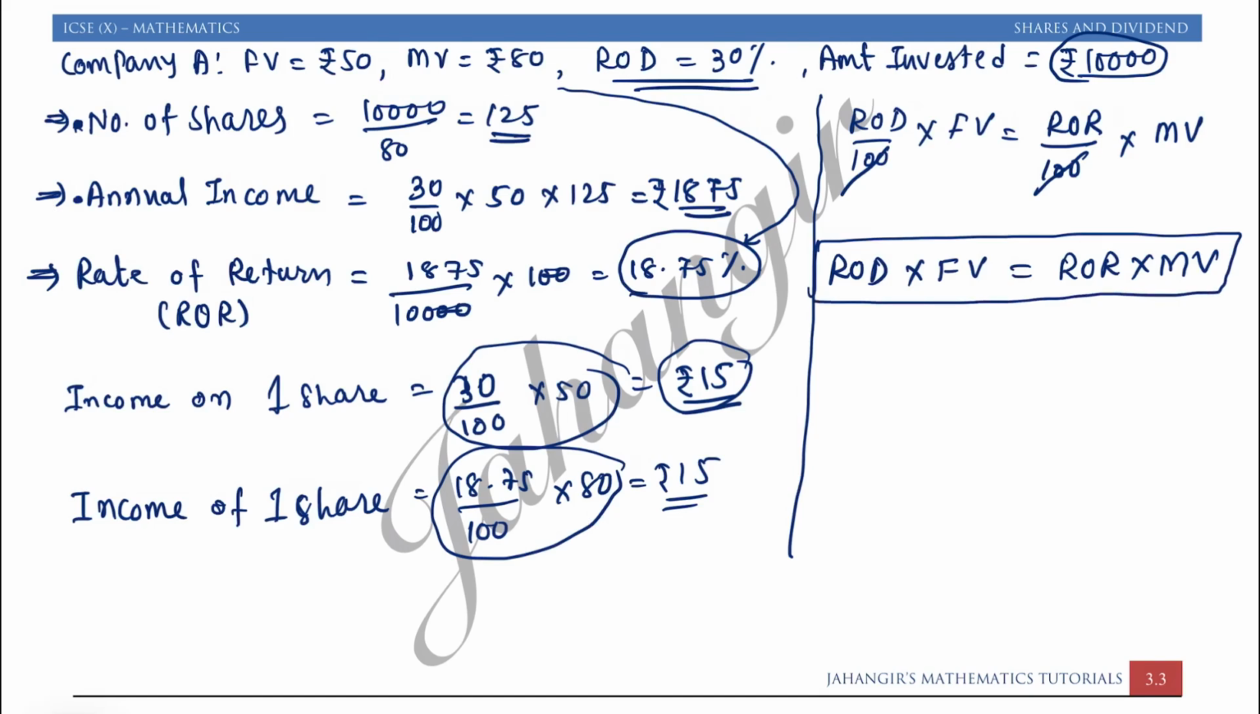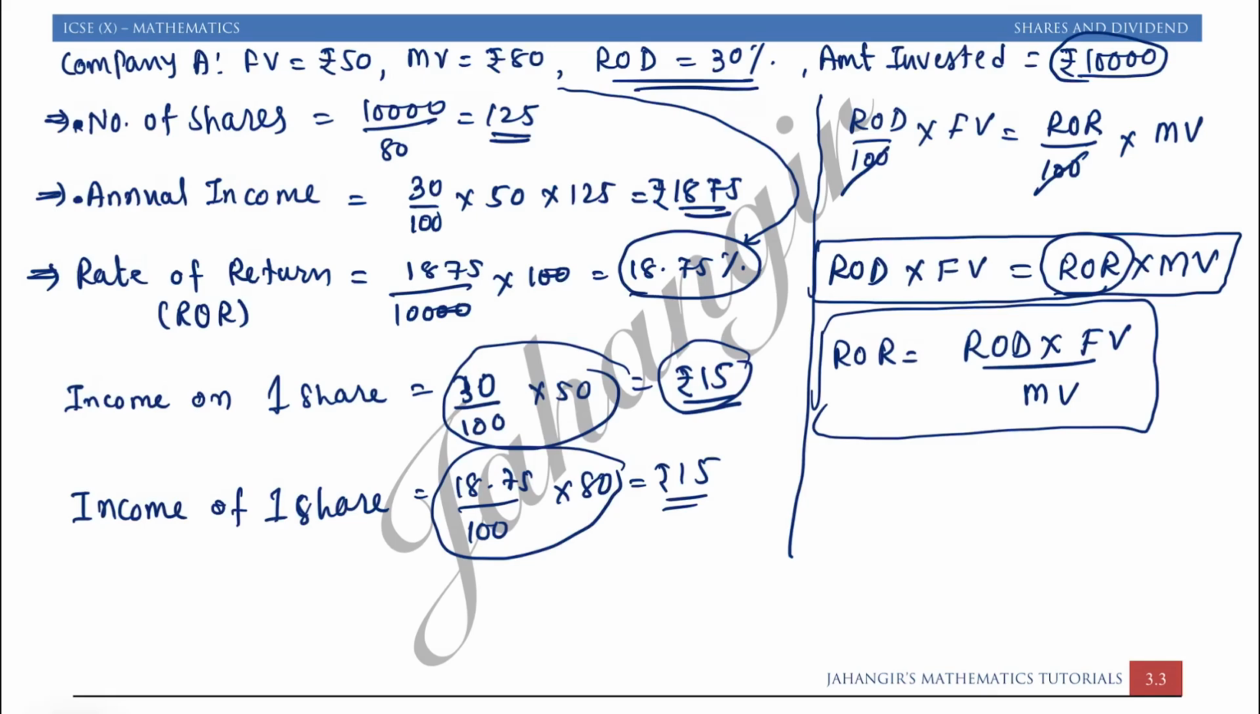This formula is very important, and I would suggest that whenever we have to find ROR, we always find it using this formula. ROR is equal to ROD, where ROD is rate of dividend, into FV upon MV. This is quite simple. Here you get very simple calculations.